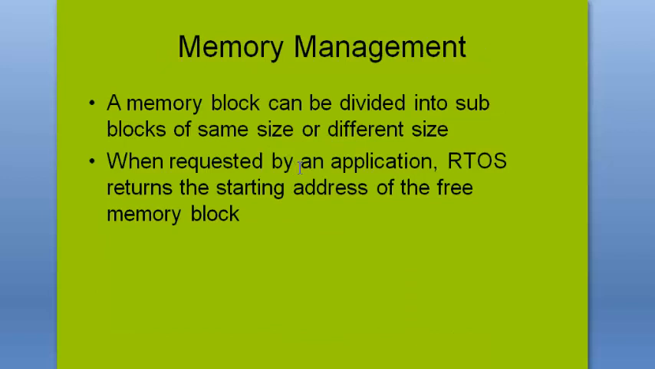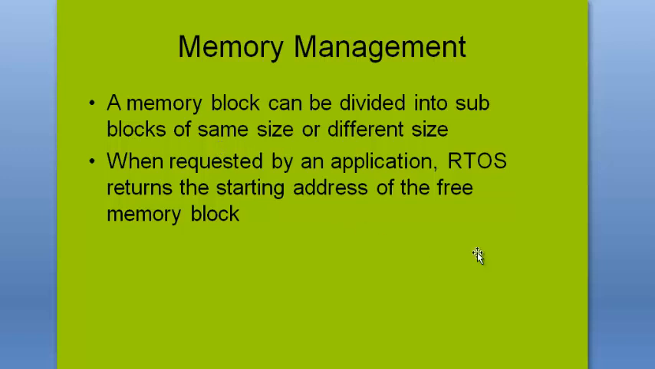Memory management. Here a memory block can be divided into sub-blocks of the same size or different sizes. Generally, if you allocate memory, the OS returns memory blocks in powers of two, for example 64 bytes, 128 bytes, 256 bytes. If your application needs 100 bytes, it still has to return 128 bytes. Whether you use all 128 bytes or not, that will be returned.